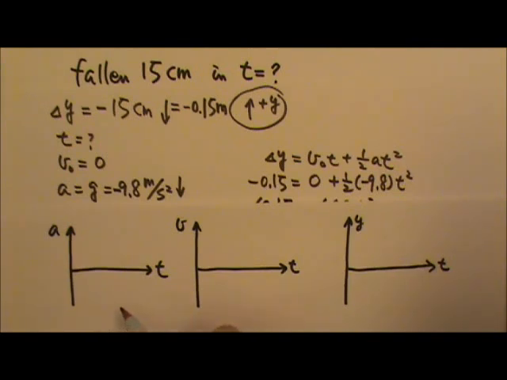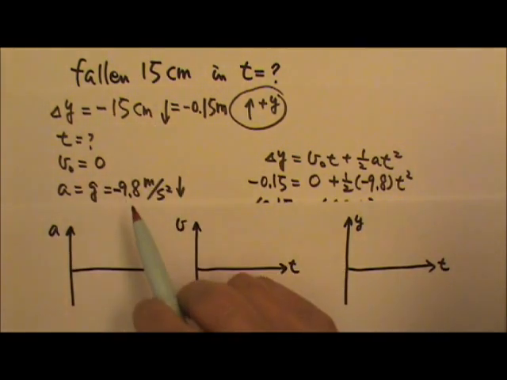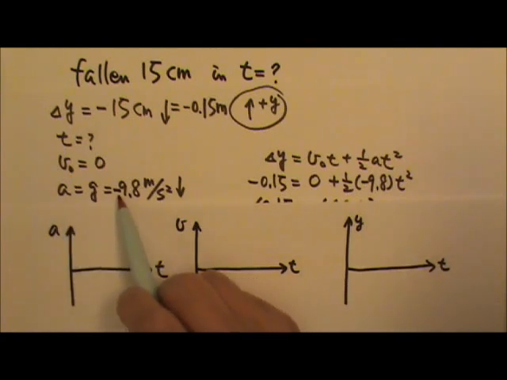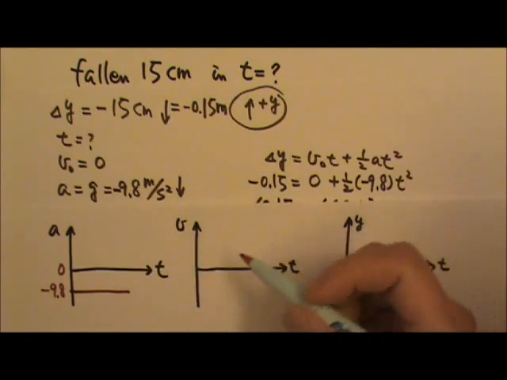Now, let me just add a couple more things before we finish. Let's plot some motion graphs. For the acceleration of this falling meter stick, the acceleration is a constant negative number. So the acceleration doesn't change. It's the constant negative 9.8.